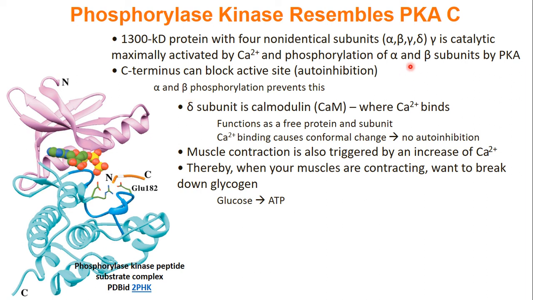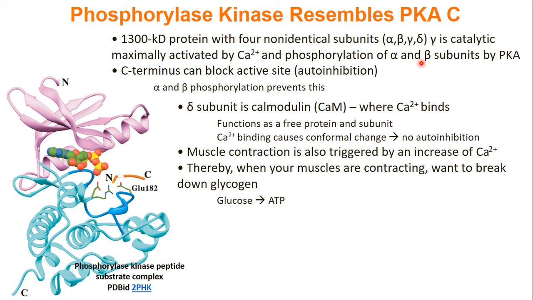So that's why I'm saying here, alpha and beta subunits turn on this enzyme, because it's actually blocking the C-terminus of itself from binding in the active site. So it's blocking the C-terminus, allowing the active site to be open, allowing for phosphorylations to happen.